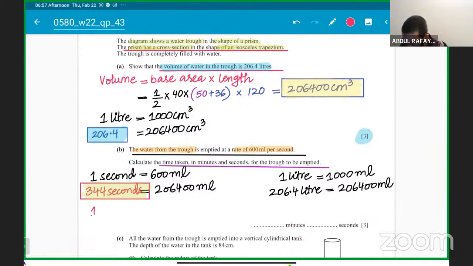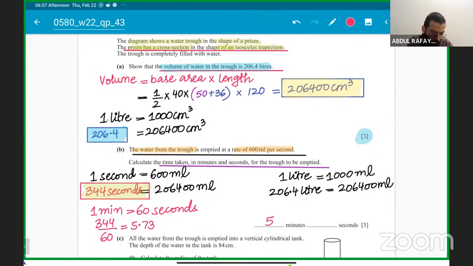So it is very simple, sir. We already know basic things. 1 minute is 60 seconds. So if we divide this by 60, we will get minutes and seconds. 344 divided by 60 is coming to 5 point something. 5.73. So it will be 5 minutes, and then the remaining can be multiplied with 60. So 5 minutes and 44 seconds is the answer.